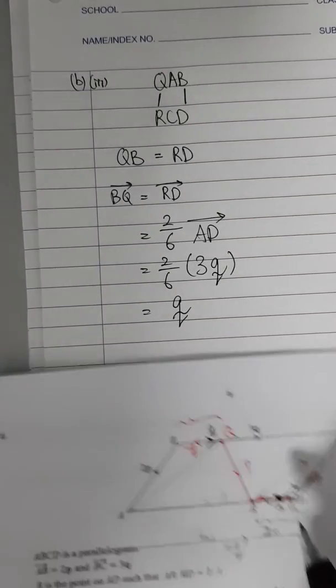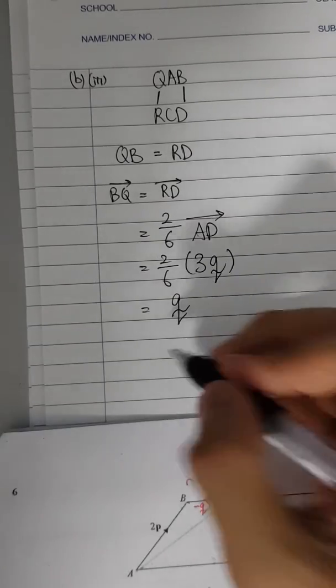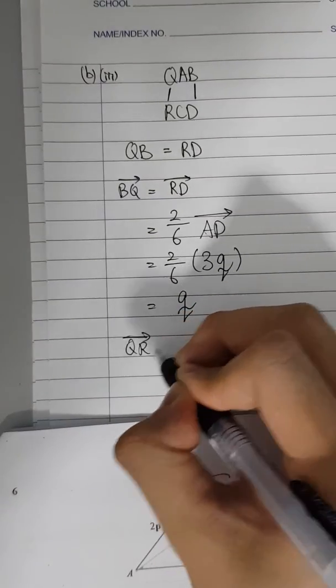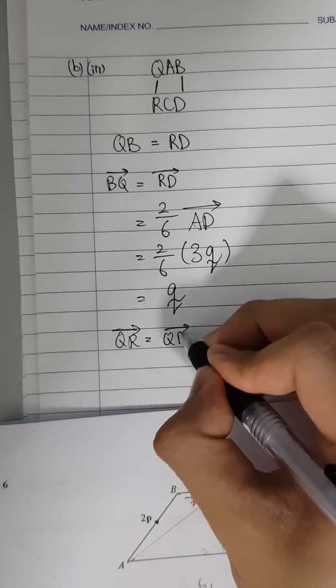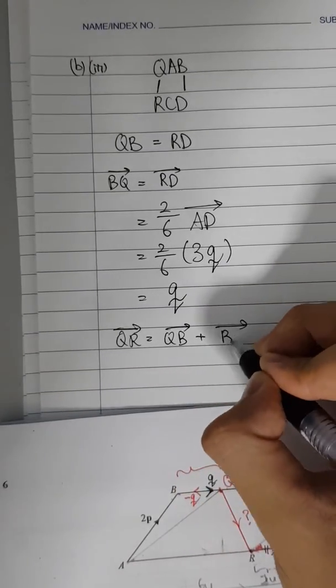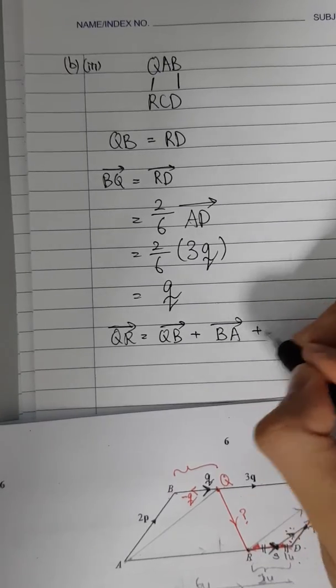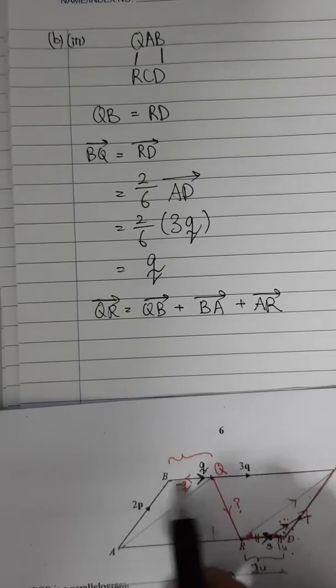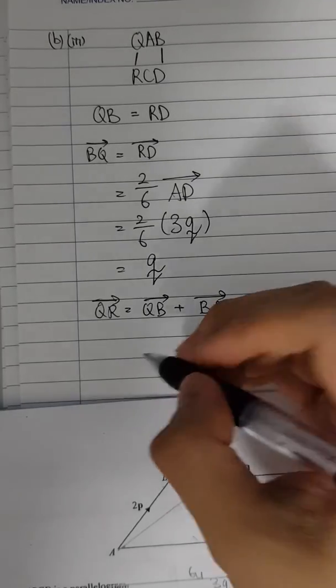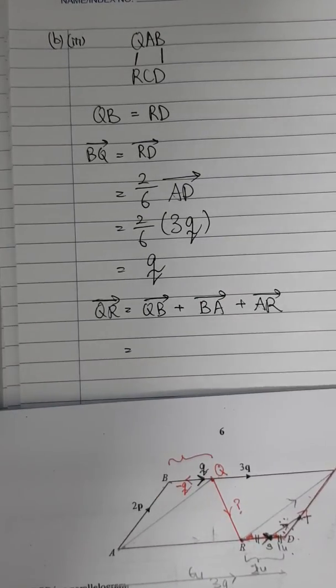We can actually start writing down. I want to find QR. I will need to go from Q to B. Start at Q, go to B. Then from B, I go down to A. And from A, I go over to R. In this U shape, kind of like a very long journey.